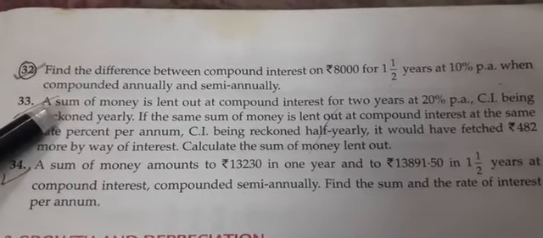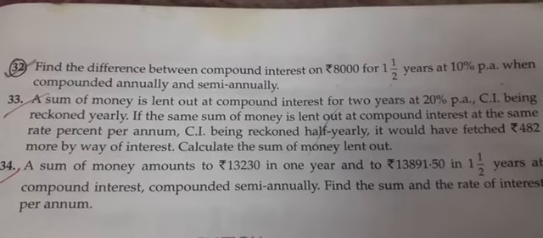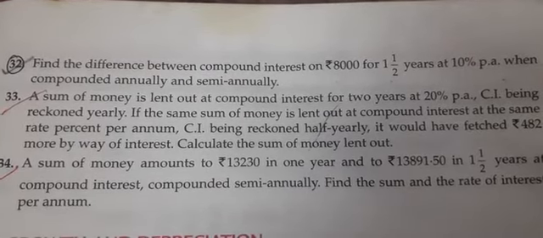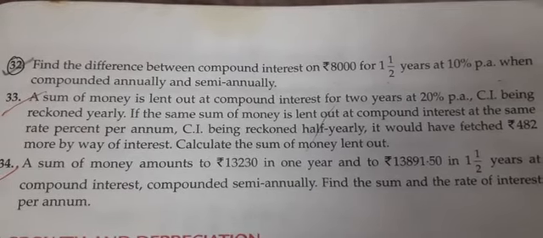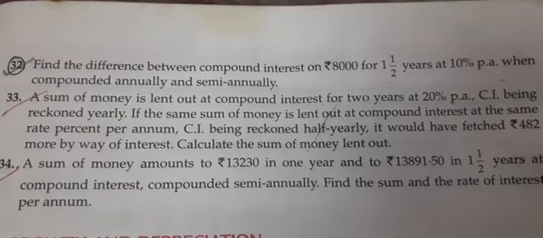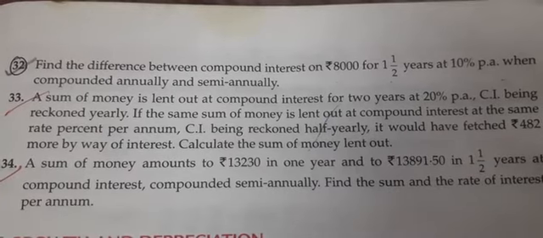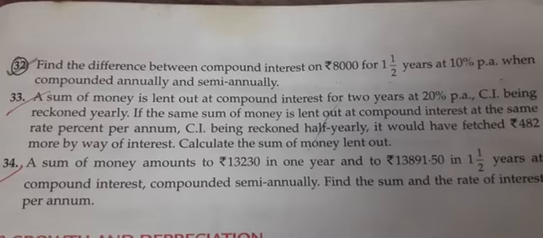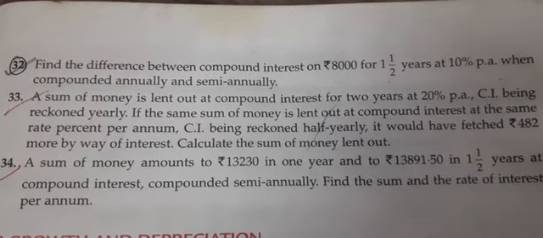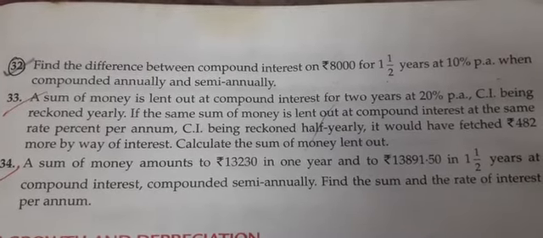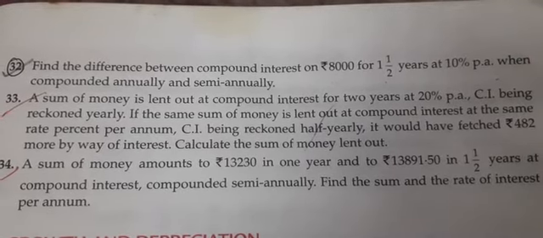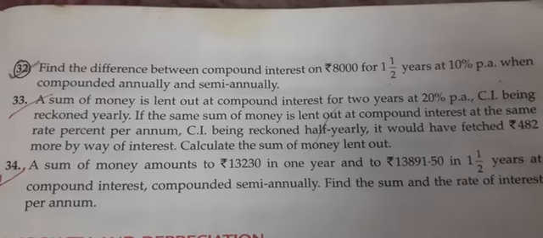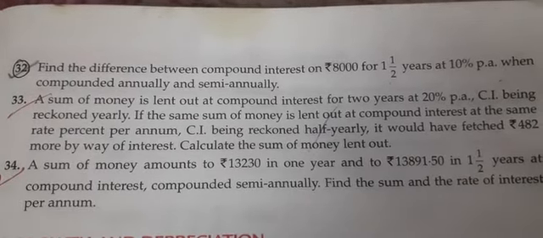A sum of money is lent out at compound interest for 2 years at 20% per annum. Principal is not given, but rate is given, that is 20%, and time is 2 years. Compound interest being reckoned yearly, if the same sum of money is lent out at compound interest at the same rate percent per annum, compound interest being reckoned half yearly, it would fetch rupees 482 more by way of interest. Calculate the sum of money lent out.